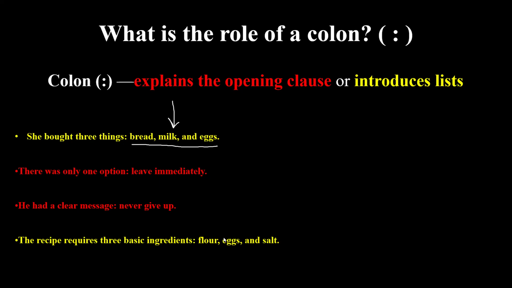And the bottom example says: the recipe requires three basic ingredients: flour, eggs, and salt. So, once again, we are introducing the list. We've got a colon here, and following on from that colon, we have our list of things. All right, so those are the two uses of colons. Let's go to the next slide.